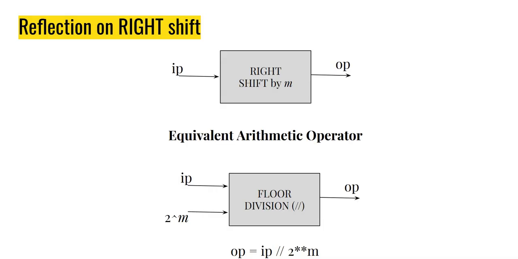Now, it turns out that right shift has an interesting mathematical interpretation and hence an equivalent arithmetic operator. In fact, right shifting a number by m, where m is 1, 2, 3, whatever, has the effect of creating a floor division between the number and 2 to the power of m. Let's understand this in 2 steps. First of all, let's try to understand why shifting to the right has an effect of a division. And then we will look at the fact that this is actually a floor division.